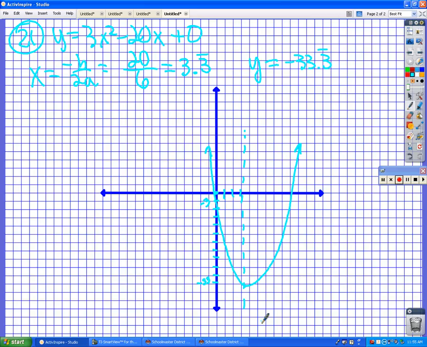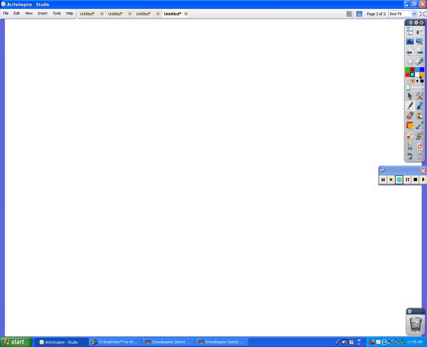Yep, that's a bad one. How come yours is so wide? What's that? How come yours is so wide? Mine's not. It depends on what scale you used for your x's. So I went by 1s, I went by 5. And if you went by 5s, it's going to appear to be skinnier. Well, you missed about like 3.